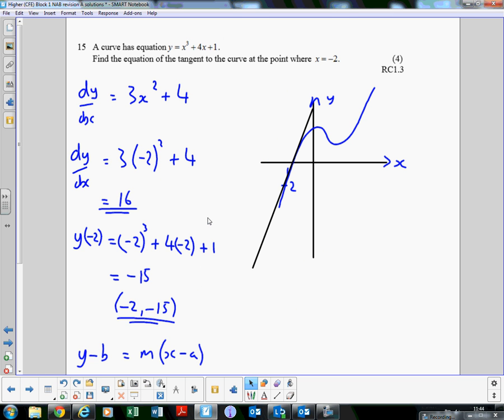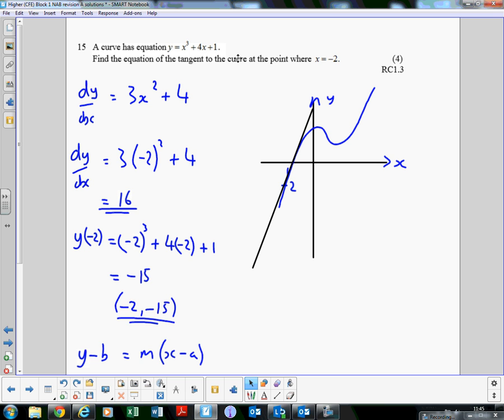Question 15. A curve has equation y equals x cubed plus 4x plus 1. Find the equation of the tangent to the curve at x equals -2. So just a little sketch of what we're actually trying to find out. The sketch might not be overly accurate, but basically we have a curve. It's a cubic, so I know it's going to look something like that.